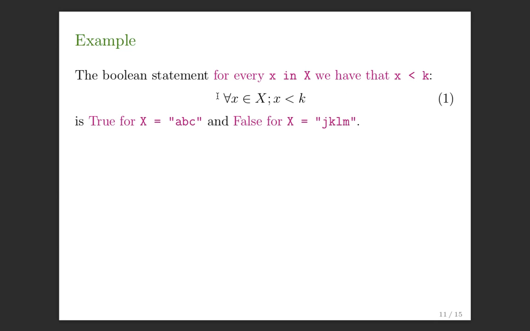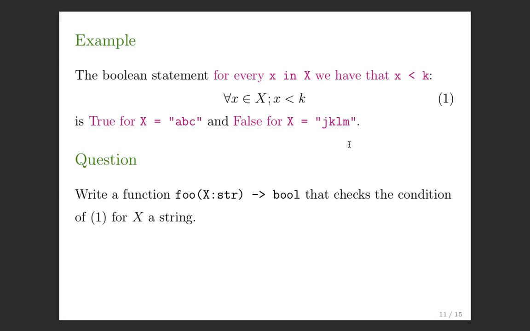So it is true that for every x in ABC, x is less than k, because a is less than k, b is less than k, c is less than k. And it's false for x equal to this string, because j is less than k, but k is not less than k. And since not everything satisfies the condition, this is false.